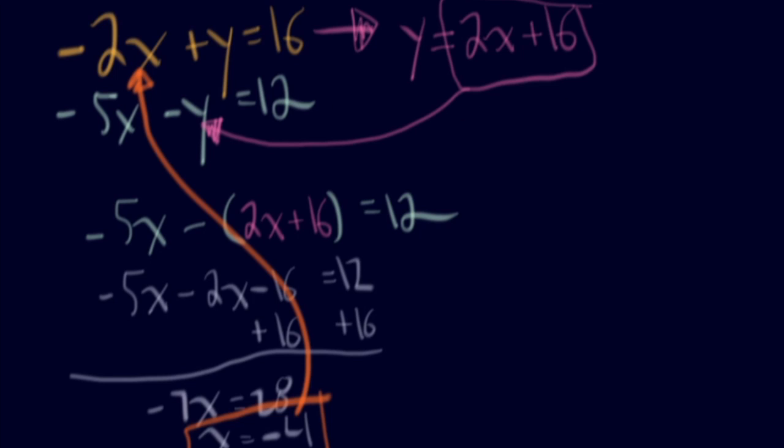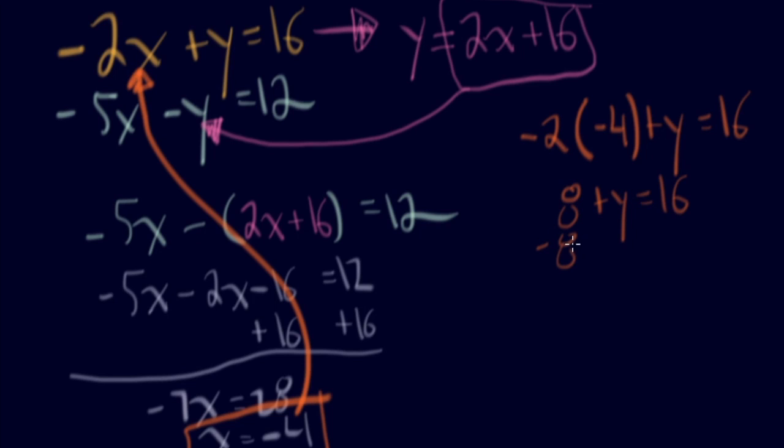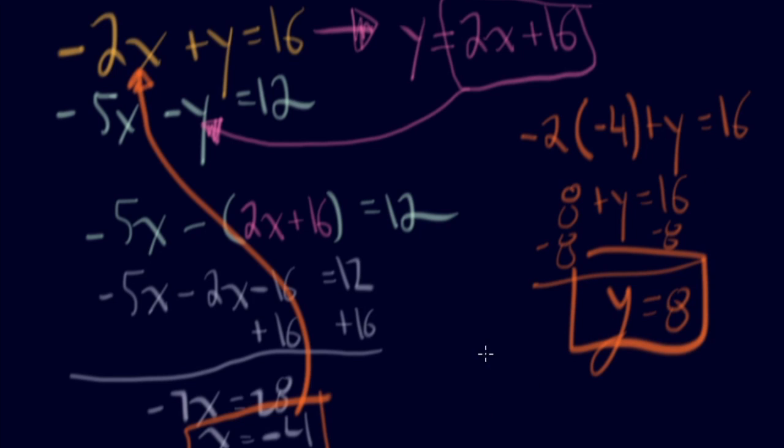So now what I'll end up getting is negative 2 bracket negative 4, that's the value for x, plus y is equal to 16. So I get positive 8 plus y equals 16. I'm going to subtract 8 from both sides, and my y will equal 8. So my final answer is going to be negative 4, comma 8. That's where those two lines will cross on the Cartesian plane. So that's how we go and we solve by substitution.